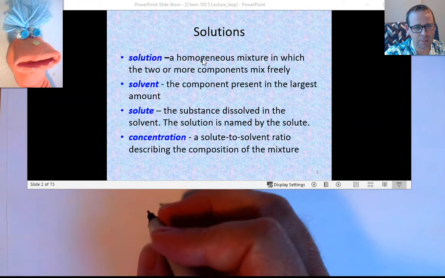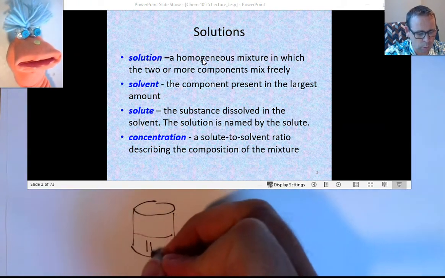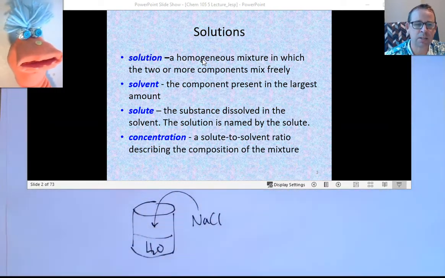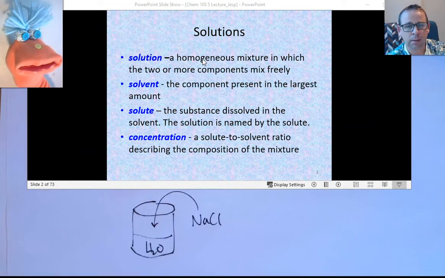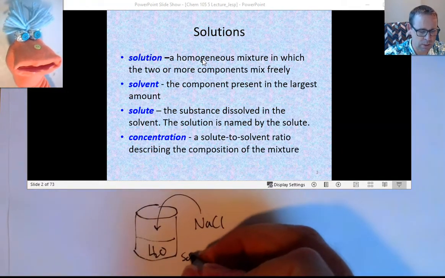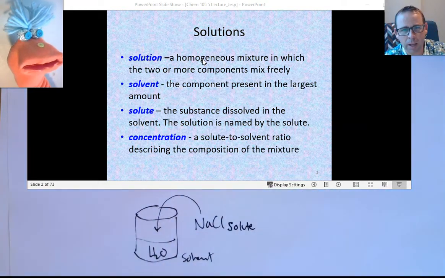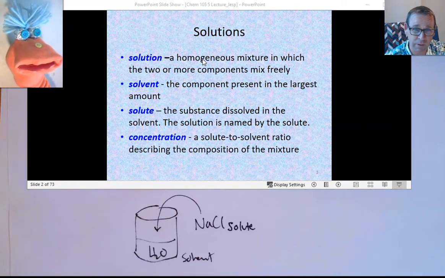Now, our classic example of a solution is where I have a container of water and I put into it some salt, specifically in this case, sodium chloride. The sodium chloride dissolves and I get a solution. Here my solvent is the water, and sodium chloride is what we call our solute, okay? And solute is the substance that's usually in a lower concentration. The term concentration means basically the amount of solute to solvent.